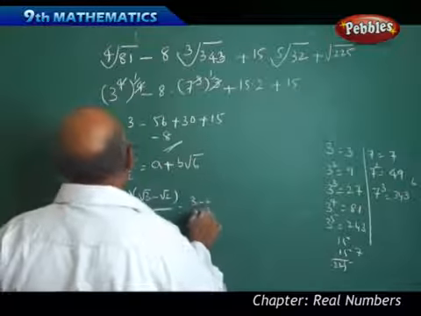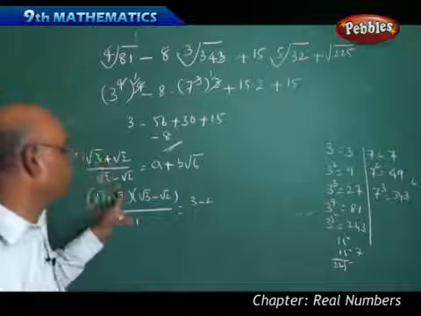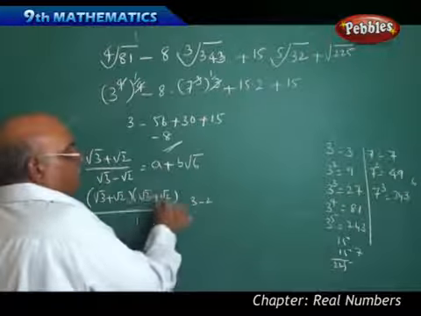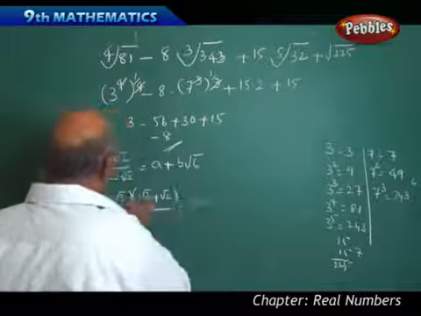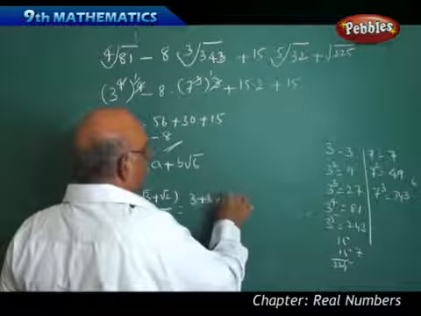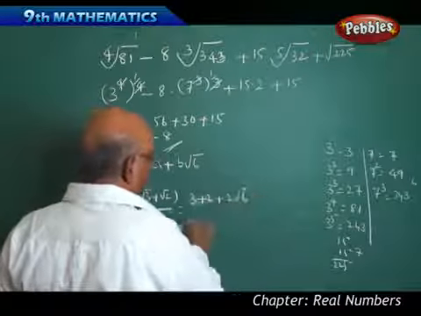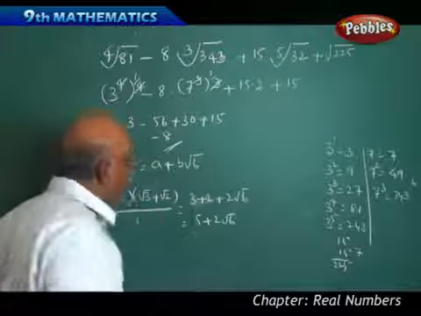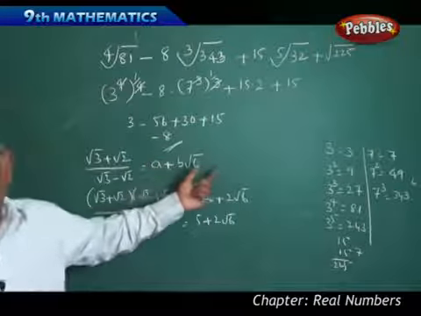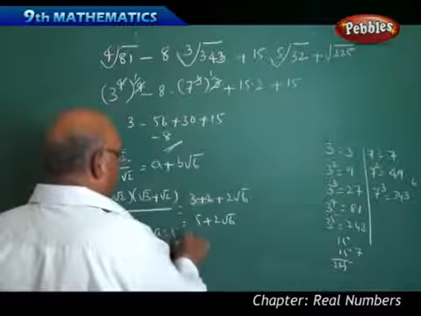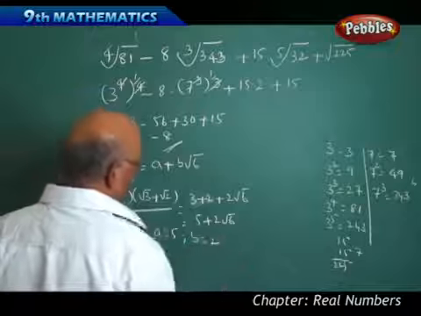Therefore, this is equal to 3 minus 2. But the problem is, I have to multiply both numerator and denominator with root 3 plus root 2, so that it will be root 3 plus root 2 whole square. 3 plus 2 plus 2 root 6 I am getting. Therefore, 3 plus 2 is 5 plus 2 root 6. Comparing a plus b root 6 with 5 plus 2 root 6, a equal to 5 and b equal to 2, we are getting it.